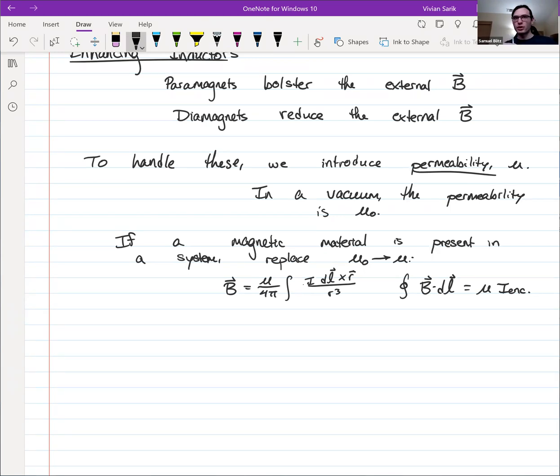So using material properties is relatively easy. You just swap in the appropriate permeability. I mean, it's designed to be that intuitive, right?